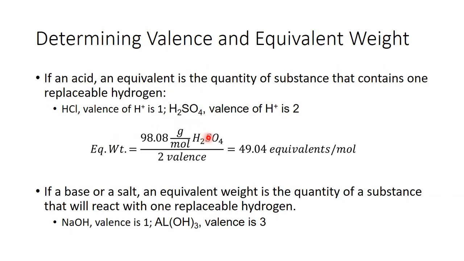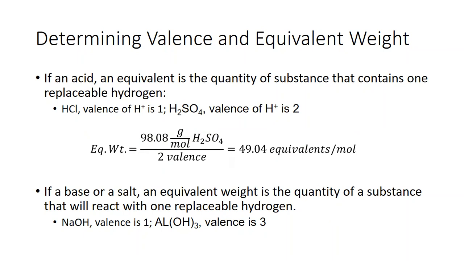Then you take your molecular weight. For this example, we have sulfuric acid, which has a molecular weight of 98.08 grams per mole. You divide that by your valence, which is 2, and you get an equivalent weight of 49.04 grams per equivalent. Usually when you're doing these calculations, you're not going to calculate this separately. You're just going to do it as part of the longer equation, but this is how it works in the equation.